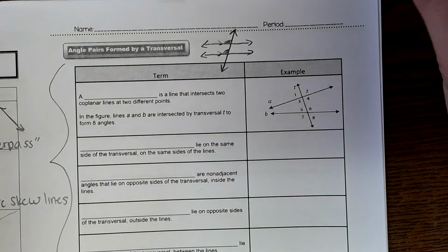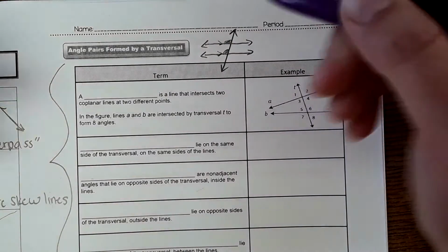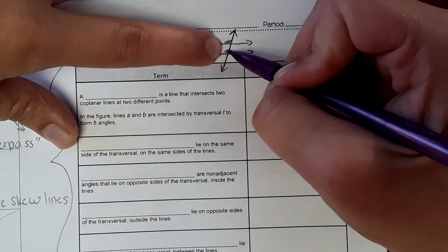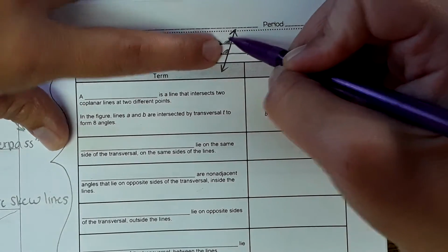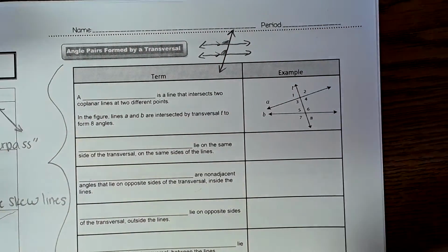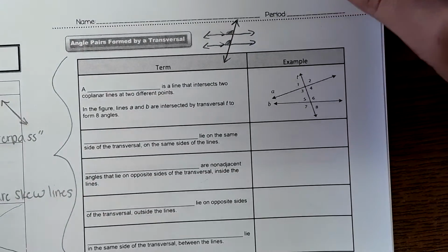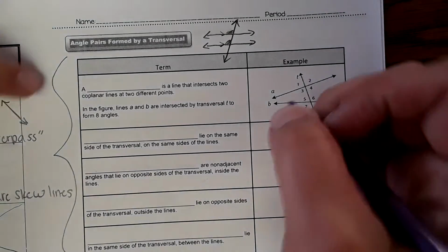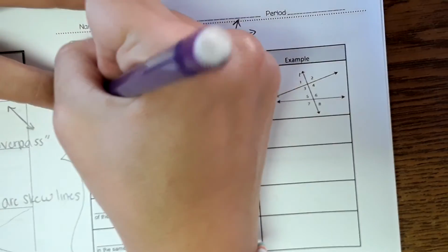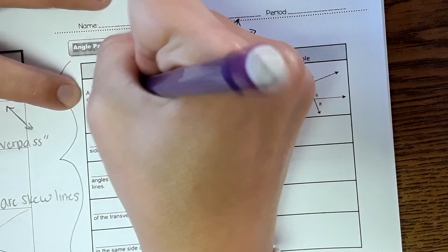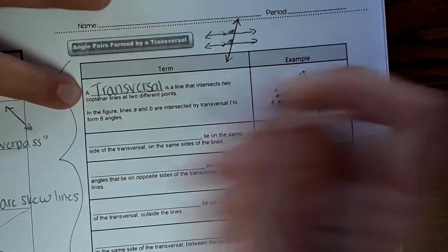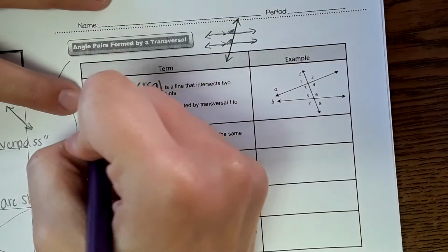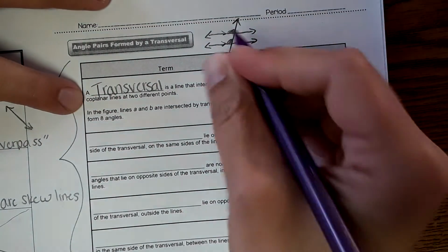Tomorrow's activity will be practicing the vocabulary. So for example, these two angles are called corresponding angles. Tomorrow we're going to be practicing the vocabulary that I'm listing right here. So take it in, see if you can figure out a lot of the vocabulary today because it'll make tomorrow easier, but just know we're also practicing it tomorrow. So the first term is transversal. A transversal is a line that intersects two coplanar lines at two different points.